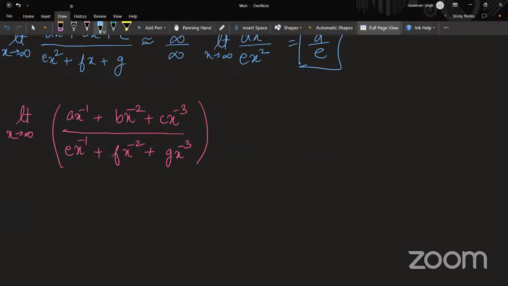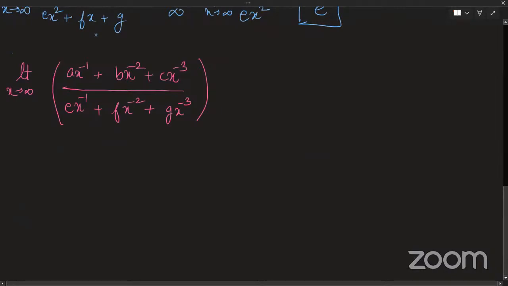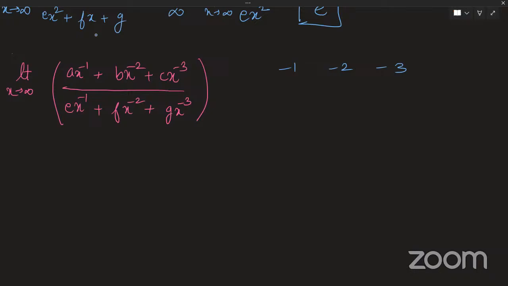So if you look clearly, out of x raised to -1, x raised to -2, and x raised to -3, which of these has the highest value? Like -1, -2, -3, which of these is the greatest number? -1 is the greatest number, right? -1 is the largest number. All of you agree? -1 is greater than -2.